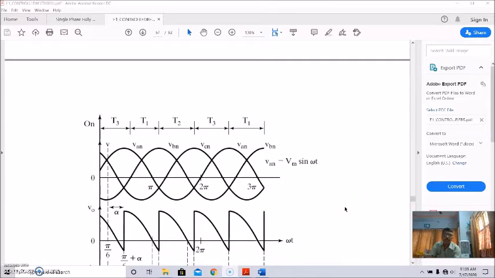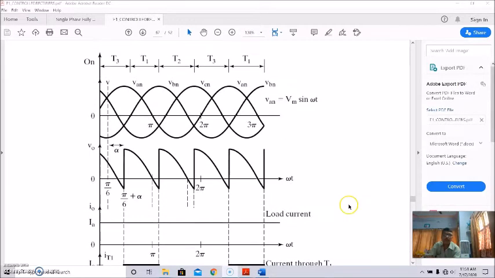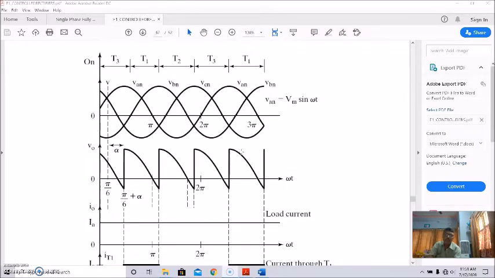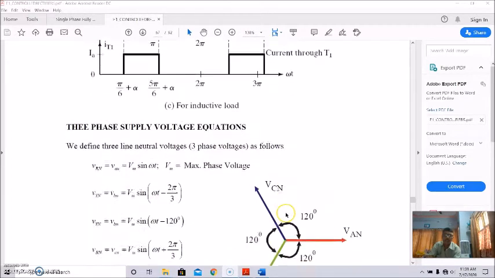So let us see these three thyristors. This is the waveform operation cycle of the three thyristors: thyristor 1, 2, 3, then 3, 1, 2 in this pattern. So see, three-phase, actually this can be explained after knowing the three-phase supply voltage equations.